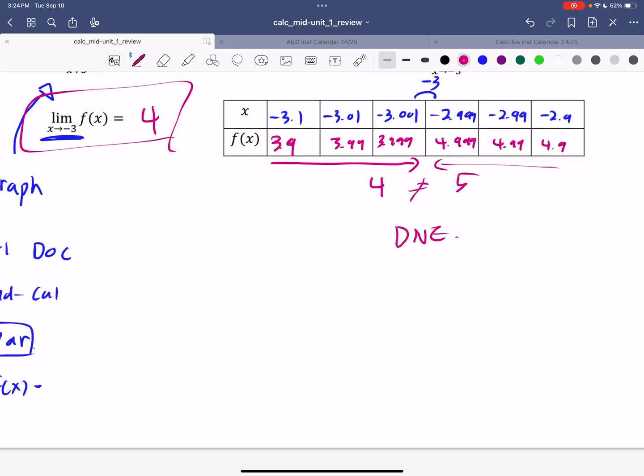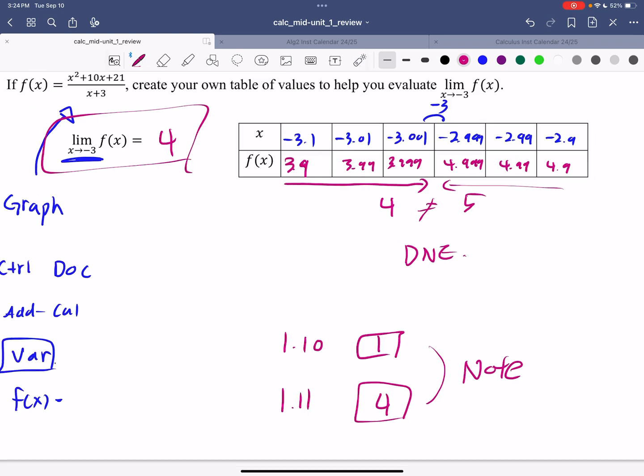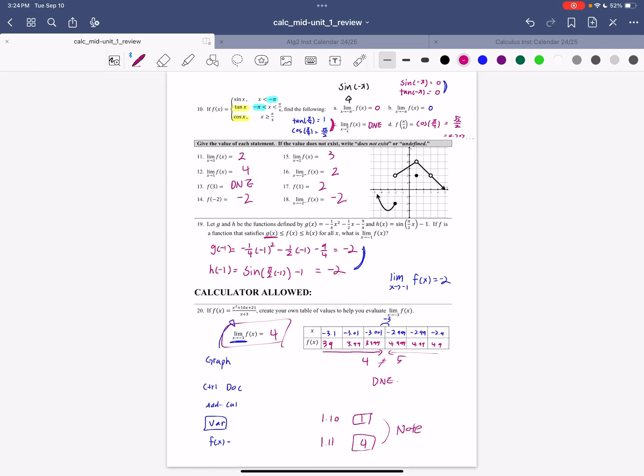So that's about it. After this, make sure from 1.10, you study question number 1, and from 1.11, you study question number 4 from the notes. I will give you a test question with exactly the same numbers, or I may switch one number, whichever. That's going to be it. So if you have any questions, just text me through the Band, and that's about it.